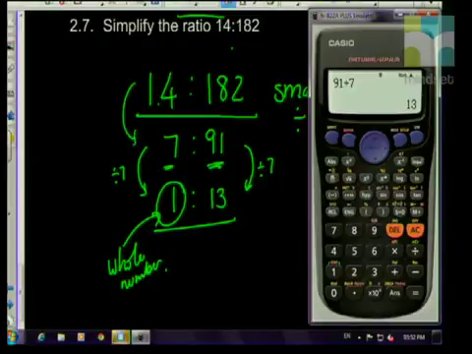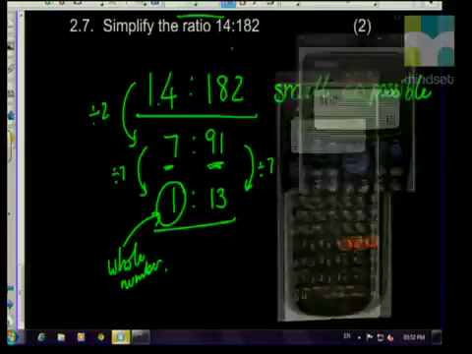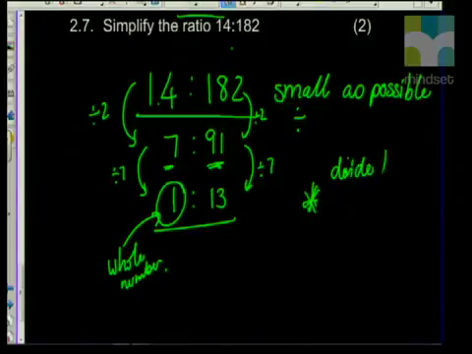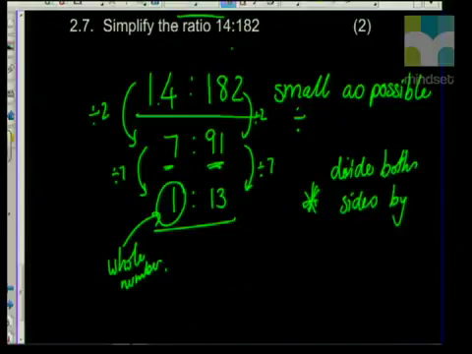So my first step was dividing by 2, and my second step was dividing by 7. Remembering that both sides need to be able to be divided by the same thing. They have to be divided by the same. Divide both sides by the same number.